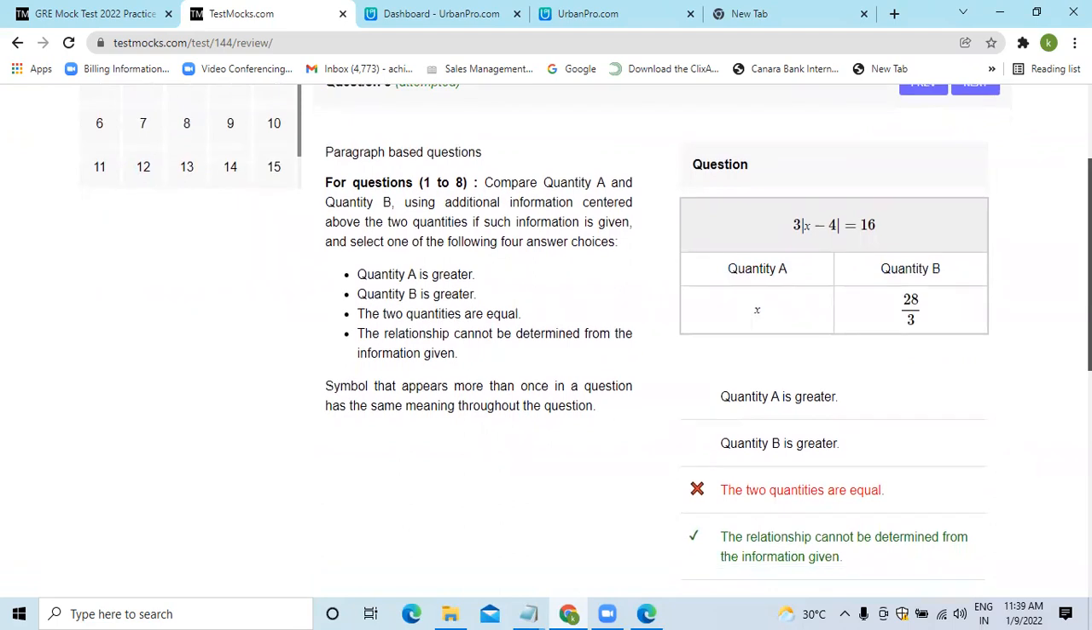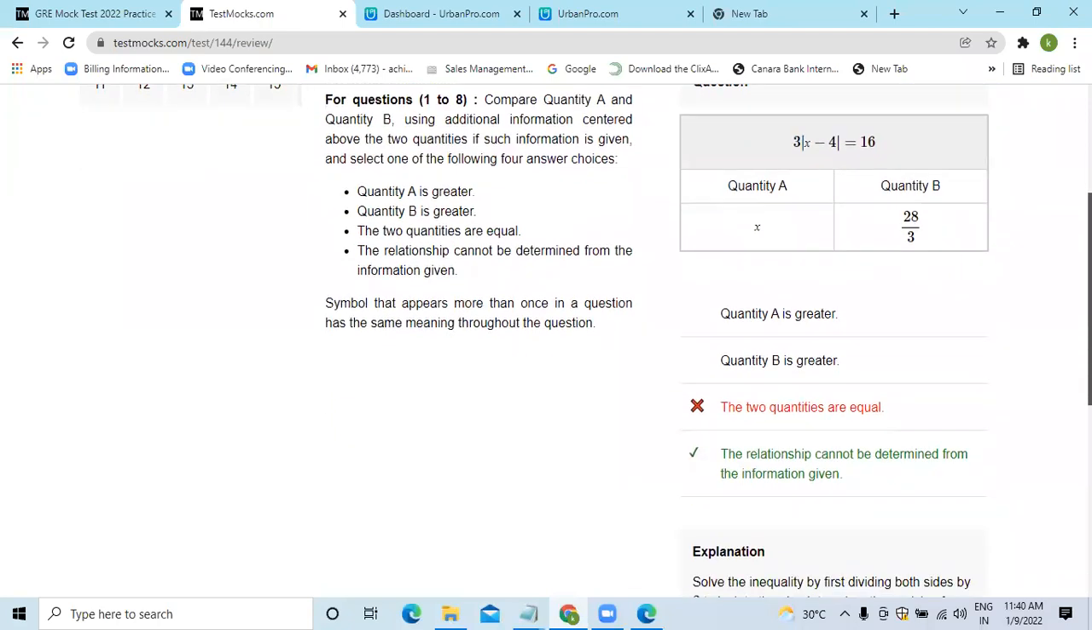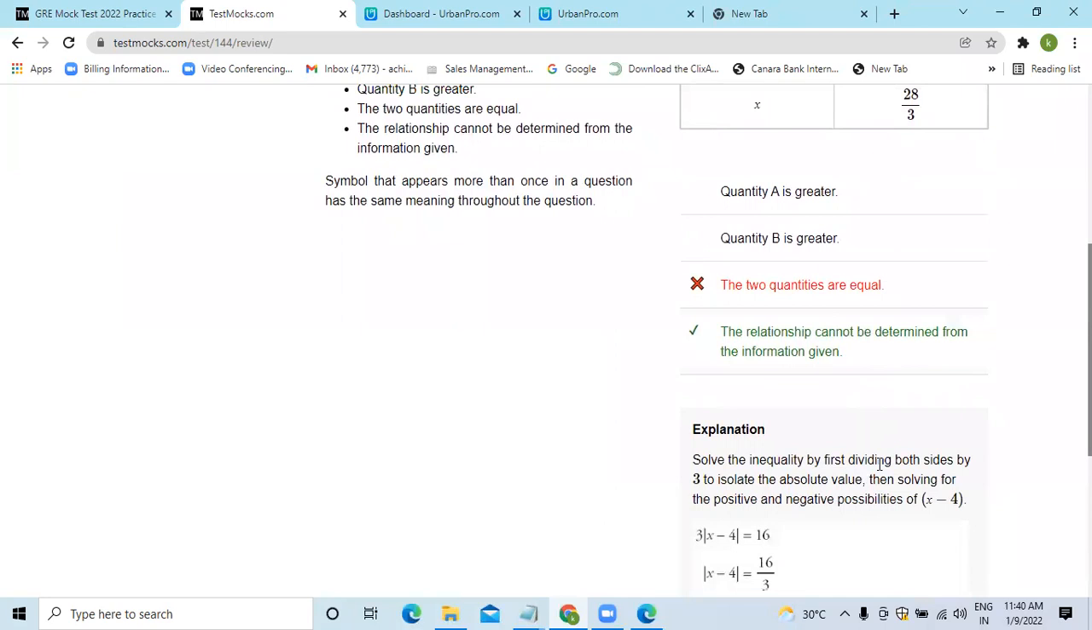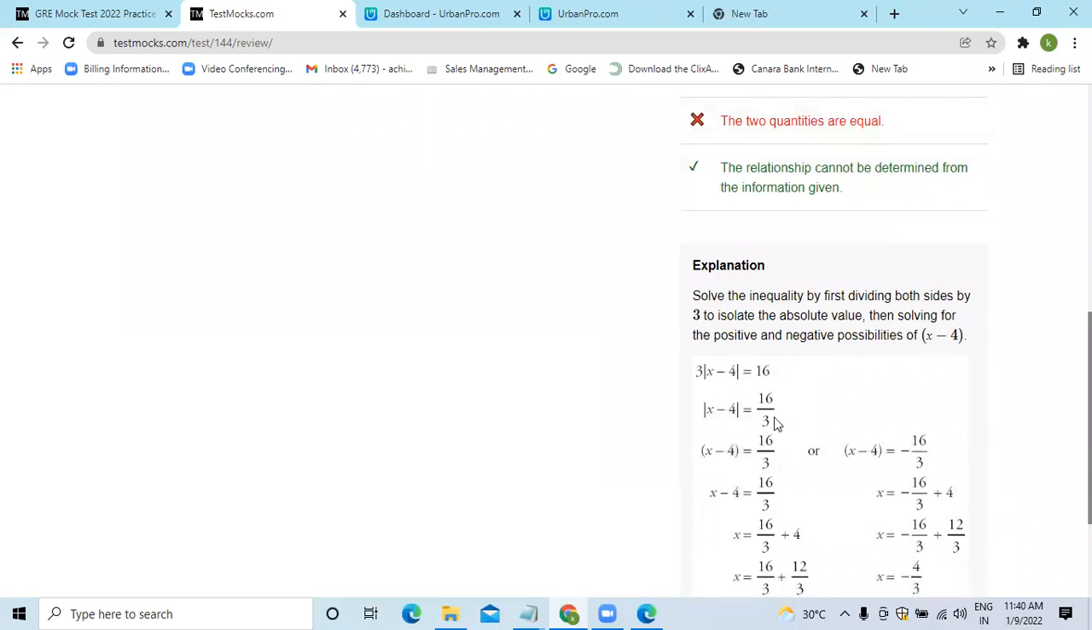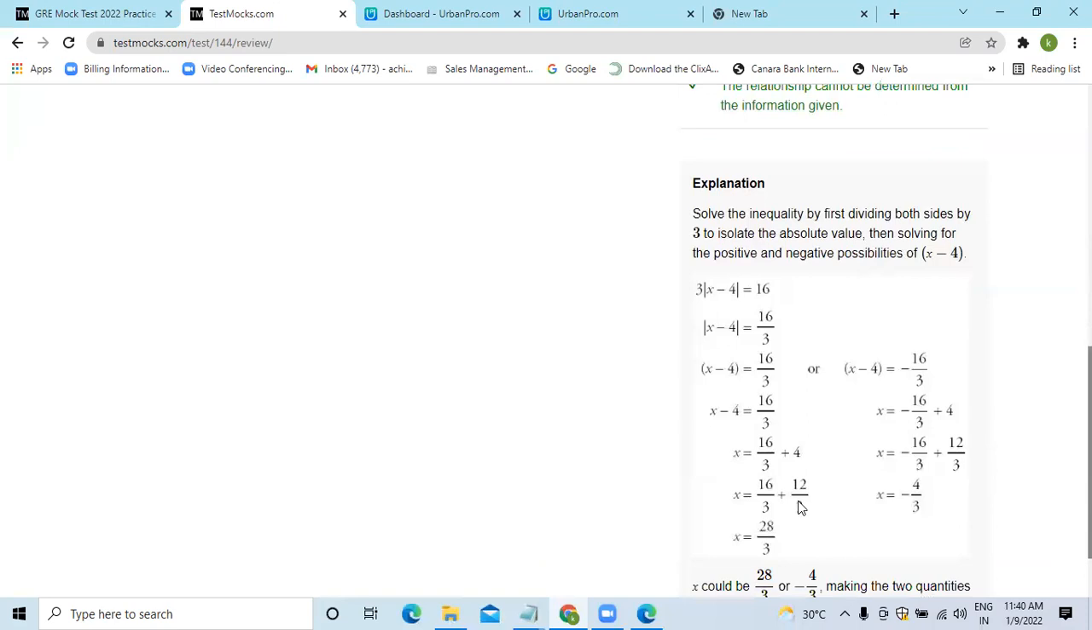So again, the absolute value of x minus 4. I had a doubt when you marked it as the two quantities are equal. You know why? Because you can see the absolute value of x minus 4, so x could be positive or x could be negative. So solve the inequality by first dividing both sides by 3. So you have 16 by 3, and the absolute value of x minus 4 is equal to 16 by 3. Then x minus 4 is equal to 16 by 3, or x minus 4 is equal to negative 16 by 3, and he solves it for x. Therefore, x is equal to 16 by 3 plus 4.